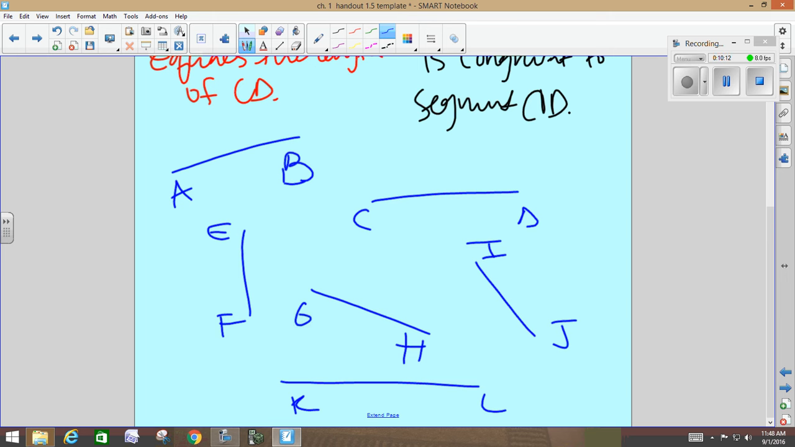Okay, I have all these segments. Looking at those markings, I would know that segment AB and CD are congruent. They're the same length because they both have one tick mark. EF, GH, and IJ, these three, would be all the same length because they have 2 marks. KL, it's not congruent to any of them. Okay? So the tick marks tell you which segments are congruent to which segments. Congruent, same length. Next week we'll talk about congruent angles.